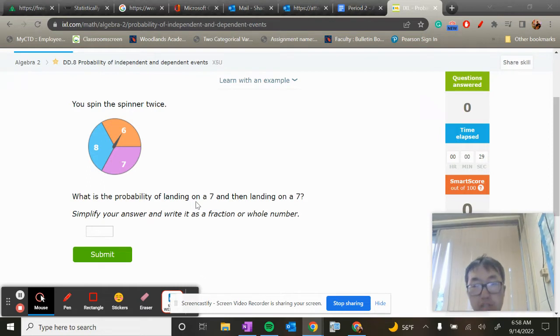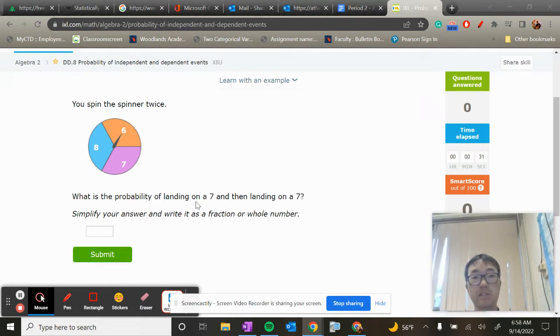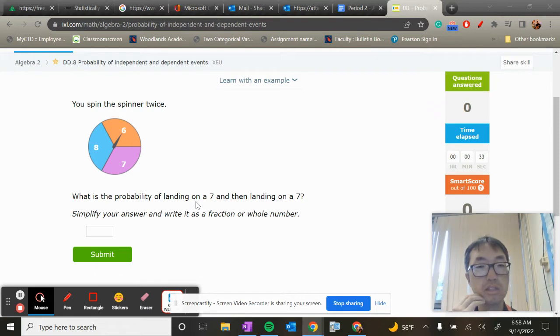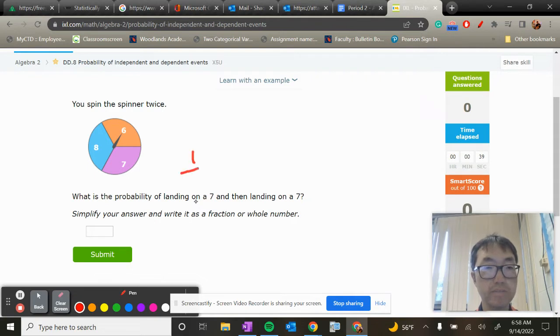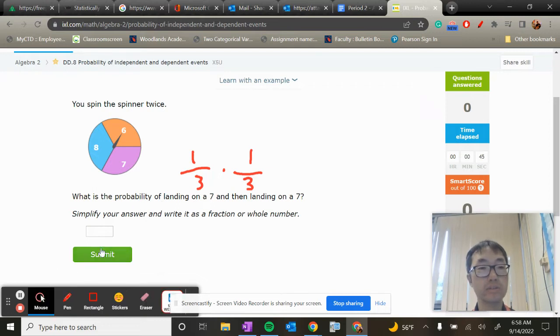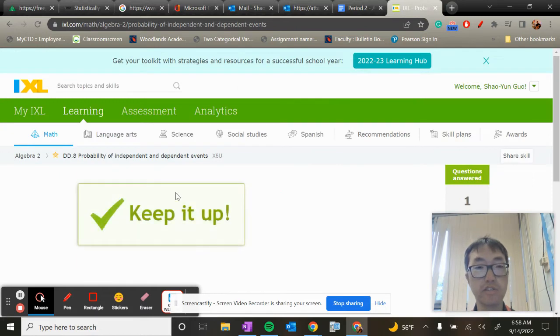What's the probability of landing on a 7 and then landing on a 7? Well, I believe this is a 1/3 chance here to land on a 7. And then, that means you're doing it again. 1/3 times 1/3, which is 1/9. All you fraction fans.